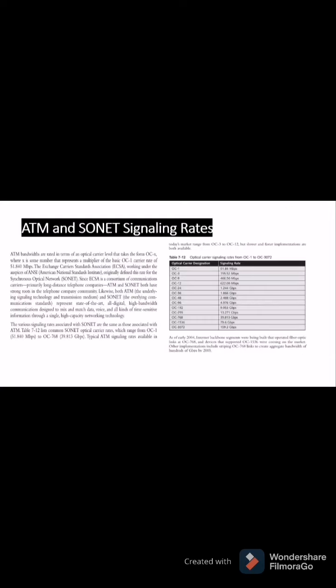ATM and SONET signaling rates. As you can see here in table 7-12, optical carrier signaling rates range from OC-1 to OC-3072. The optical carrier designations have their own variety and define the signaling rate. You can just read this by yourself and learn more about the signaling rates and optical carrier designations.